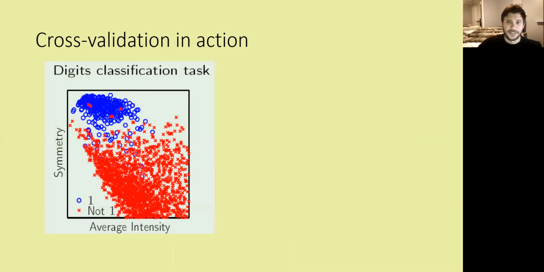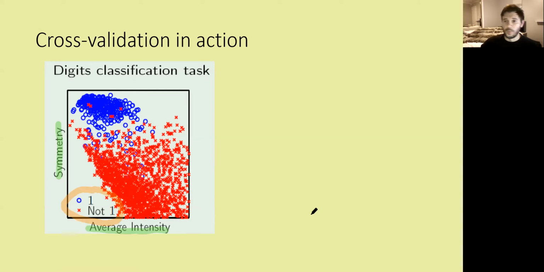But this digits classification task we talked about needing really only two features that were transformations of other inputs. We looked at the symmetry of the digit as well as the average intensity. And here we're looking at a specific classification task, which involves us deciding if the digit we're looking at is 1 or not 1.